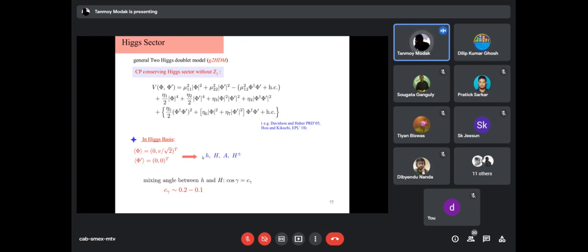Once the electroweak symmetry is broken, we have h, which is the 125 GeV Higgs boson, capital H, which is a CP even Higgs boson, A, which is CP odd, and H plus minus, which is the charged Higgs. And cosine gamma is basically the mixing angle between these two CP even states, small h and capital H. Current data basically constrain this to roughly 0.2 to 0.1, depending on the Yukawa couplings, but roughly these values are still allowed. And cosine gamma equal to 0, or tending to 0, is the so-called alignment limit.